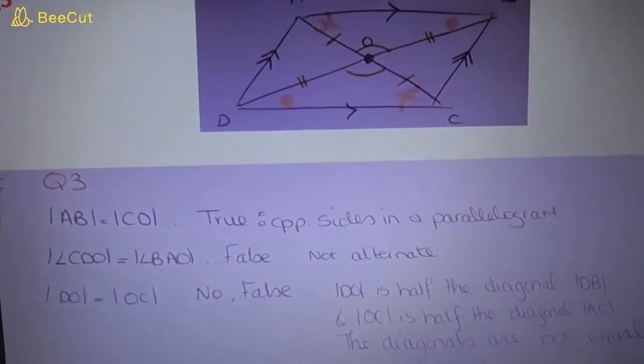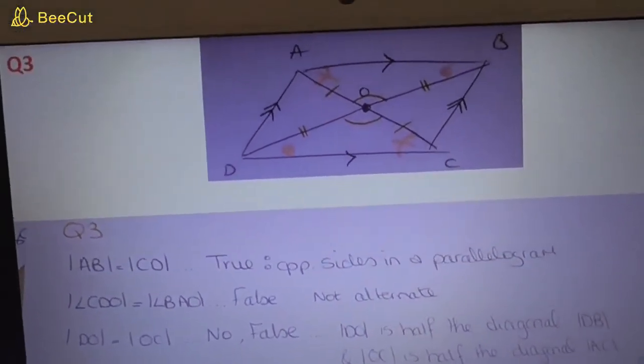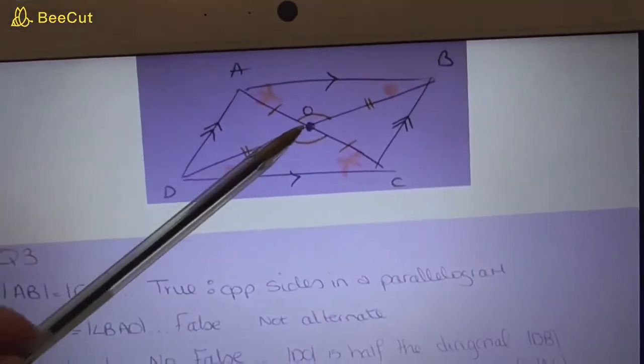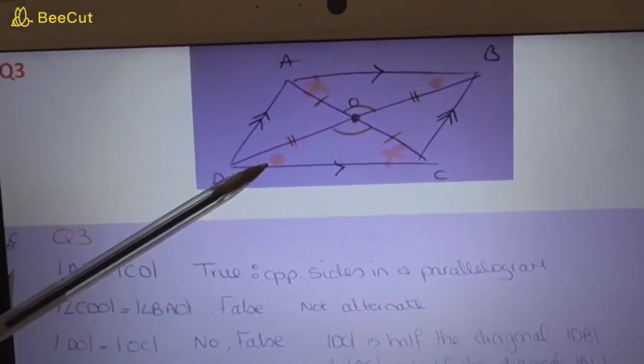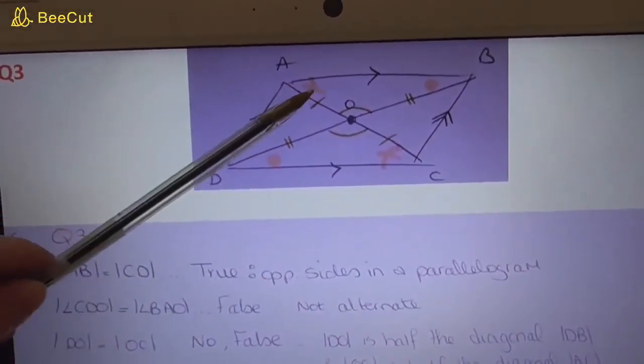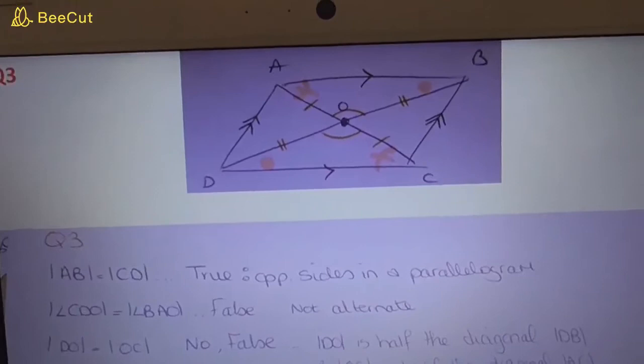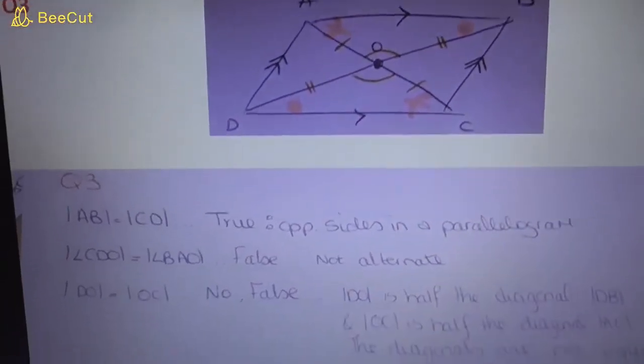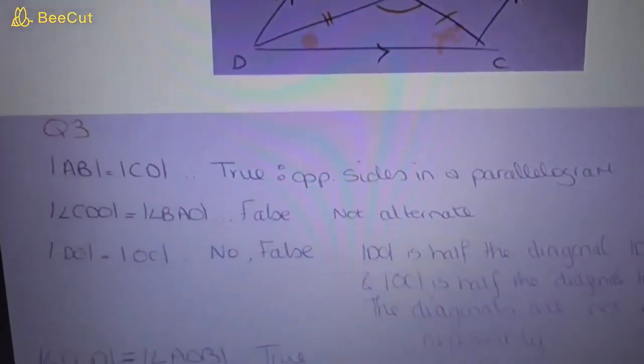Angle CDO is equal to angle BAC. So, CDO, this angle here, they're saying, is equal to angle BAC. BAC is this one here. So they're saying that angle there is equal to that angle there. No, it's not. You can see from my diagram, they're not the same angle. False. They're not alternate to each other.